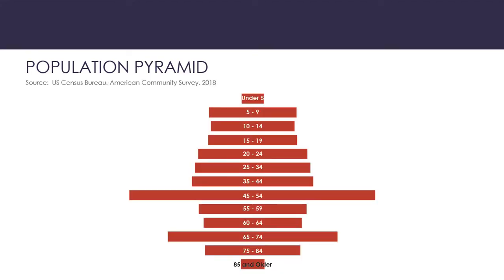This chart is a population pyramid. It shows the relative distribution of the town of Jamestown's population by age group. We see that it's fairly well balanced among all the age groups except for the 45 to 54-year-old cohort, which is relatively double in size of the other age groups. This likely corresponds to people moving to the town when there was a significant amount of housing growth.